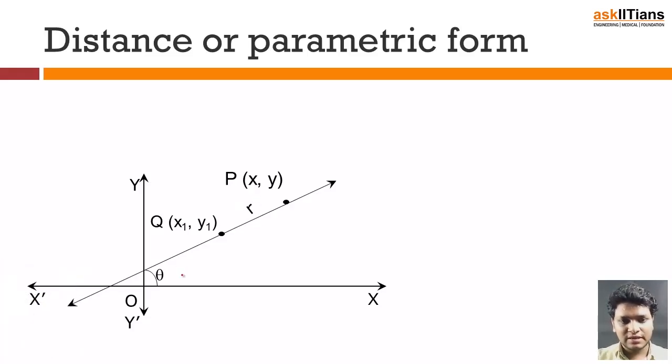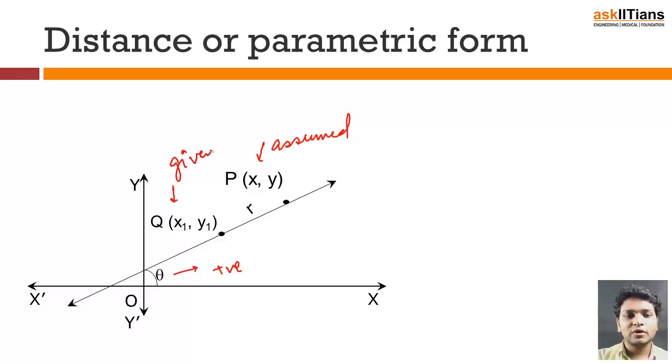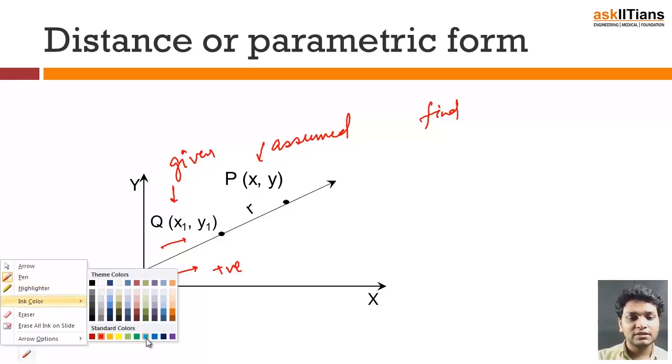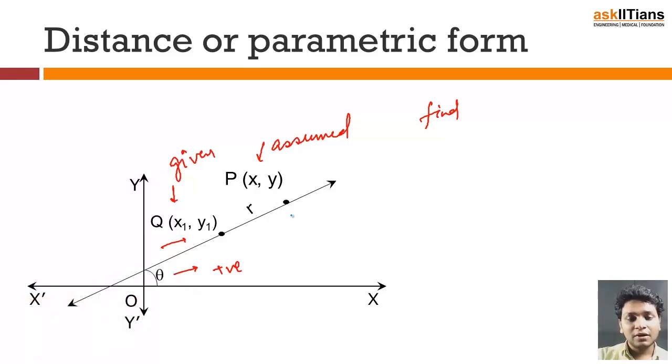Suppose this is the line which is making an angle theta with the positive side of x-axis, and these are the 2 points Q and P. This is the assumed point, okay, and this point is the given point. So the question will generally be asked: find out a point which is at a distance r from the given point. This is the point which is given, and you have to find out a distant point which is at a distance of r, and that point can be over here and that point can also be over here, which is at a distance of r.